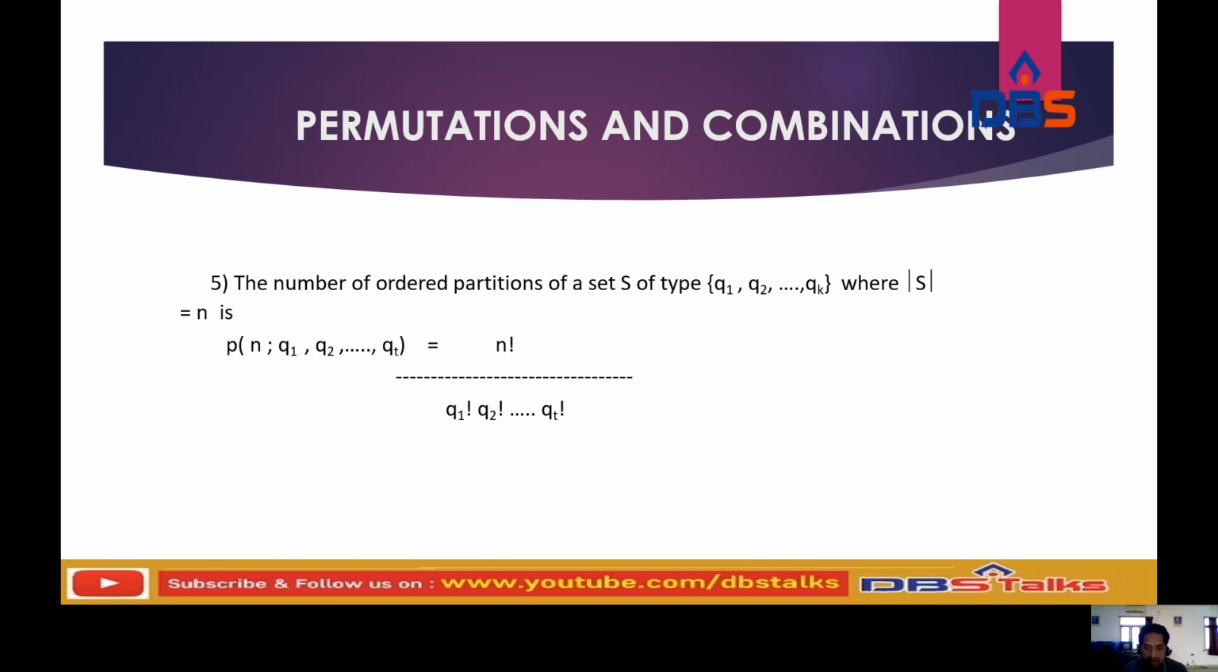The number of ordered partitions of set S of type q1, q2 and so on qt, where the modulus of S equals n, that is P of n semicolon q1, q2 and so on qt, equals n factorial by q1 factorial, q2 factorial and so on qt factorial. Okay, this is the number of ordered partitions.